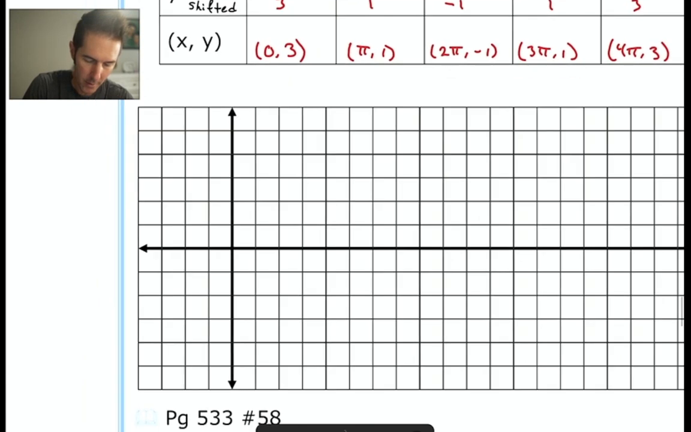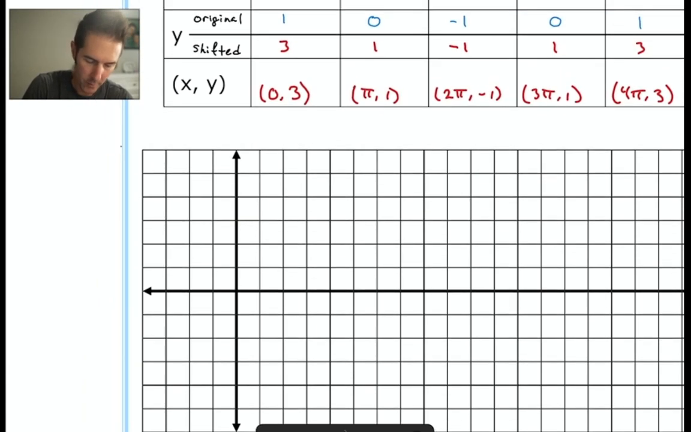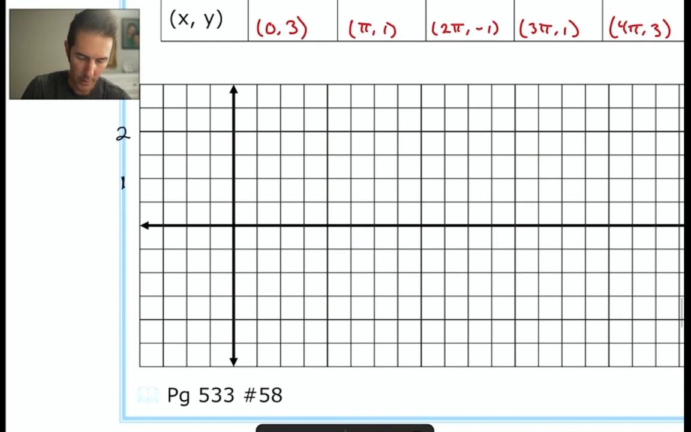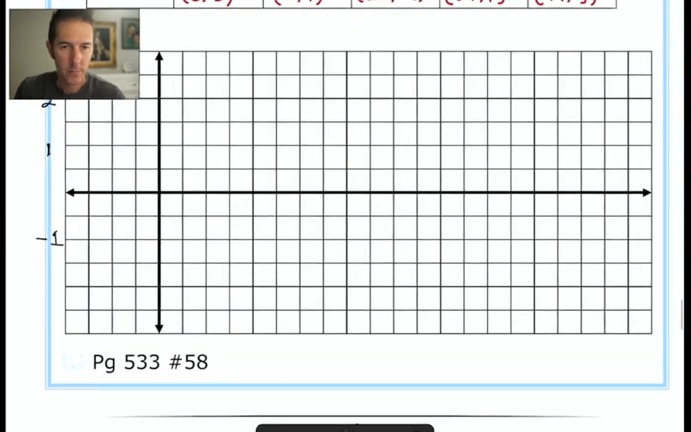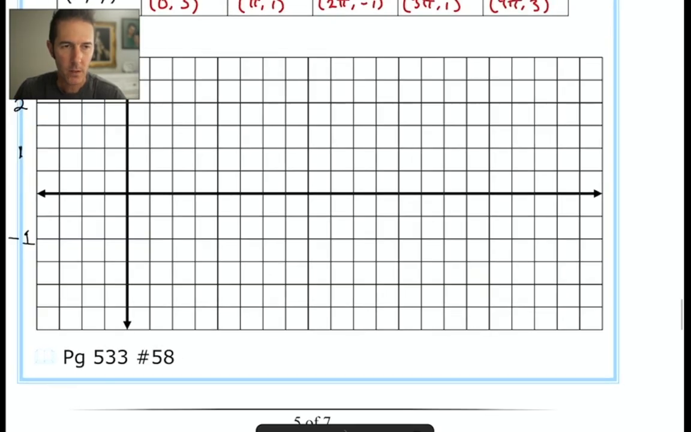Let's have this be 3, and this can be 2, and this can be 1. So 2 boxes vertically will have a value of 1, and then we do need to go down to -1, so that'll be here. And then horizontally, we need to be able to go from 0 to 4 pi. So let's leave that existing vertical axis where it is.